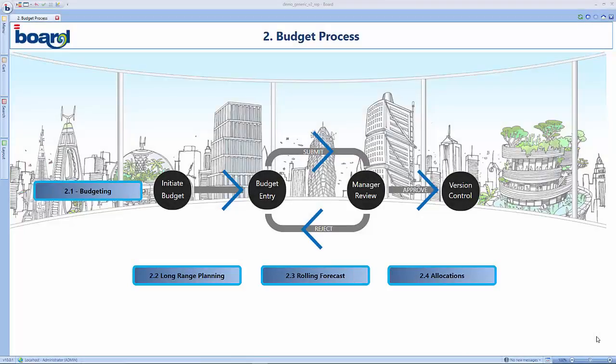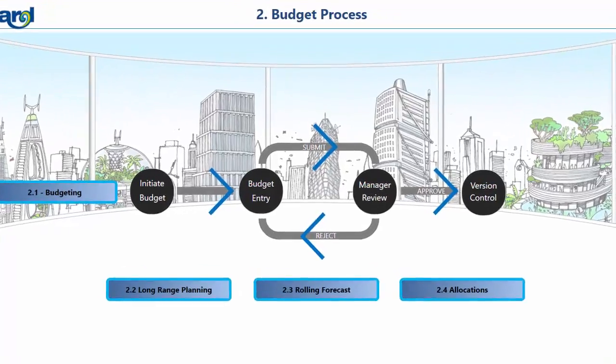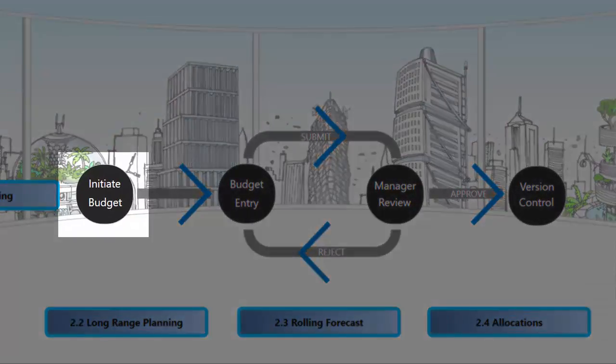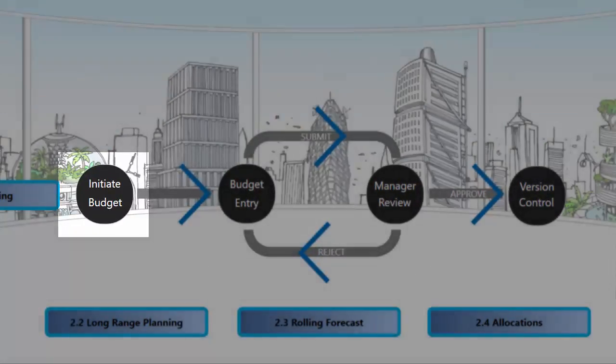During this highlights video, we will explore how Board can be used to streamline your budgeting process. To do that, we'll step through 4 processes. The first will be, as a group finance function, we will set targets and initiate the budget.